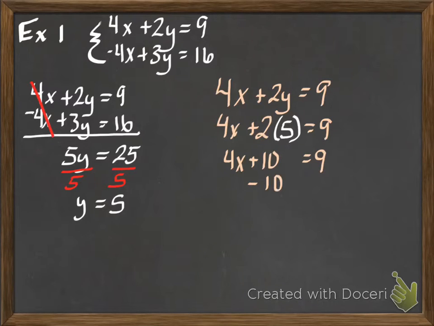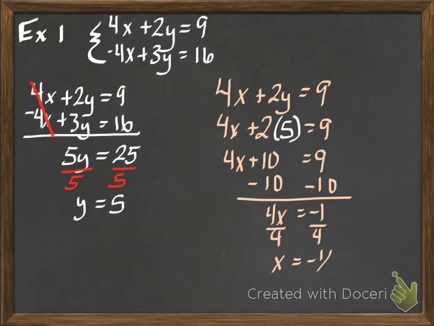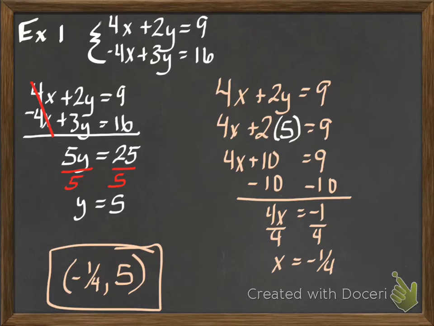I subtract 10 from both sides. That gives me 4x is equal to negative 1. And when I divide both sides by 4, x is equal to negative 1/4. My solution is the point negative 1/4, comma, 5. That is my solution. The other is my work.